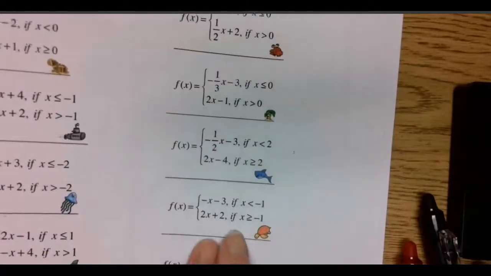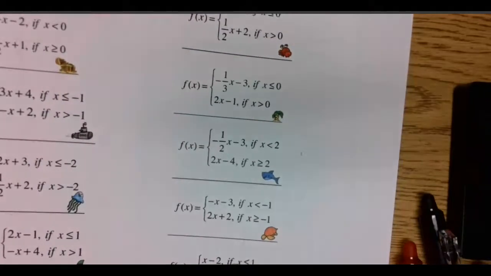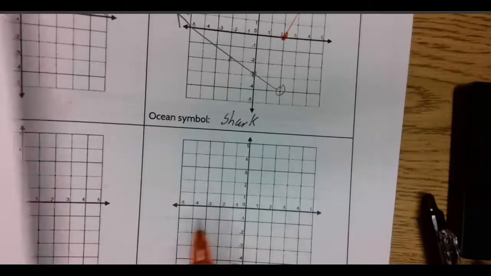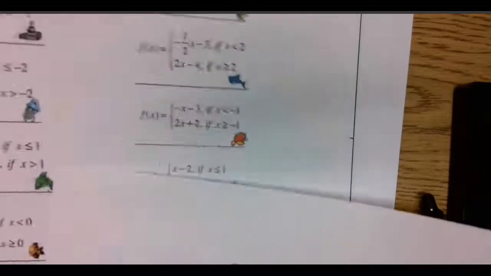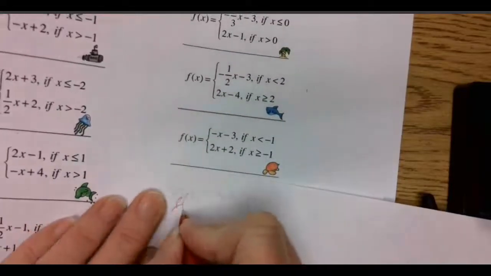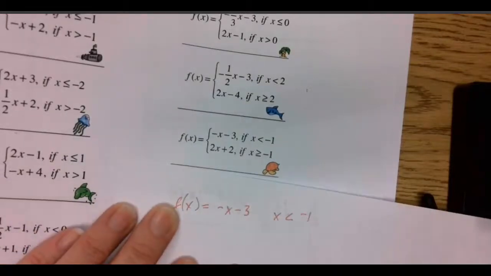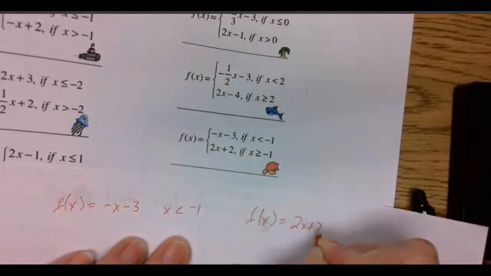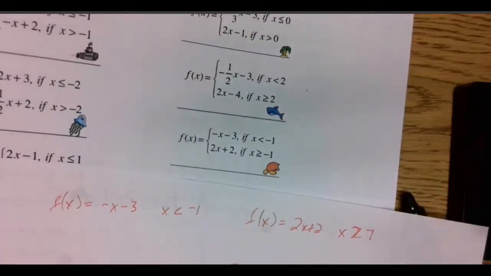Okay, so the next one I chose to do was turtle. I couldn't decide, so I just chose turtle. So the first thing I'm going to do is take my piece of scratch paper, and I'm going to write those functions out. There might be room to do it right on here, but I don't want to crowd it. So I'm going to take turtle, and I have f of x is equal to negative x minus 3 when x is less than negative 1. And I have f of x is equal to 2x plus 2 when x is greater than or equal to negative 1.